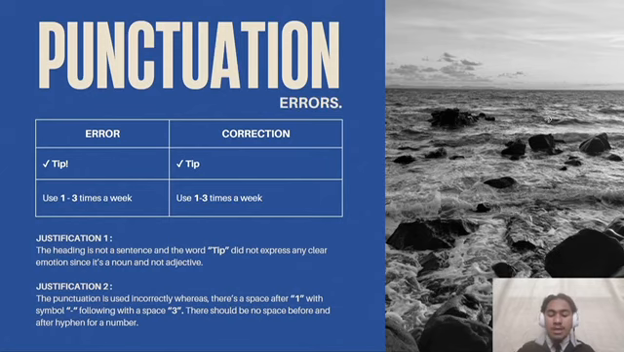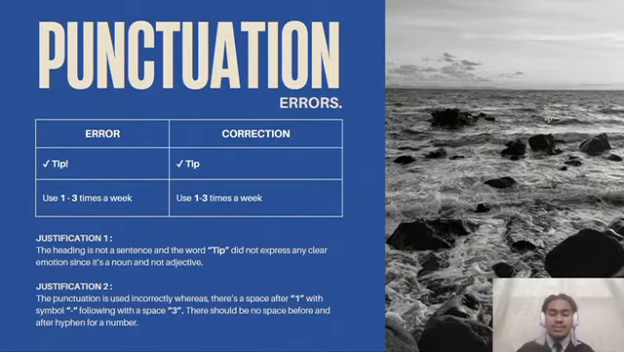And the second error is "use 1 - 3 times a week". The correction is "use 1-3 times a week". There should be no spaces before or after the hyphen because it is used to show a range of numbers. This means the product should be used between 1 and 3 times a week.